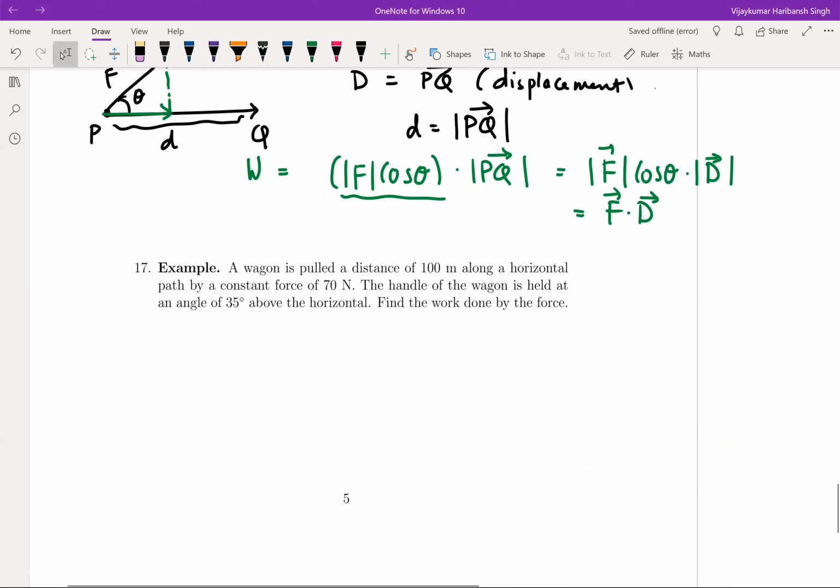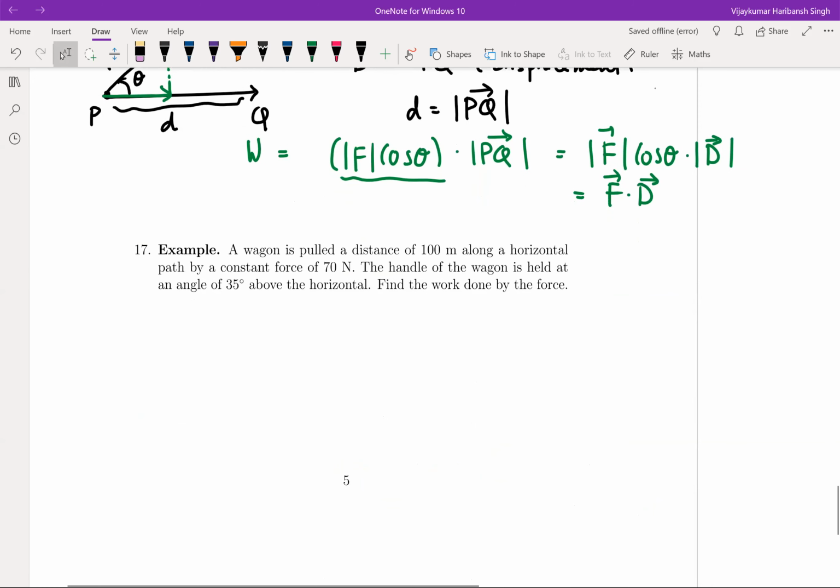Okay. So let's look at an example. A wagon is pulled a distance of 10 meters along a horizontal path by a constant force of 70 Newton. So the force acting on the object is 70 Newton, and the handle of the wagon is held at an angle of 35 degrees above the horizontal. Find the work done by the force.